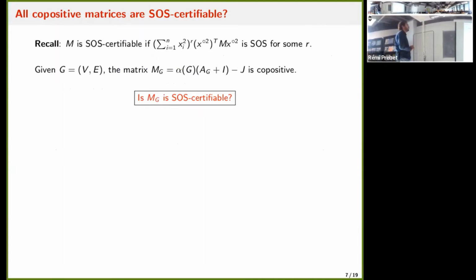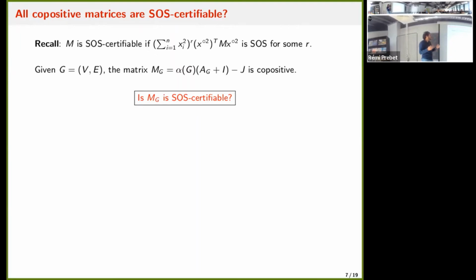Okay, so recall, M is SOS certifiable. Again, the definition: if the following polynomial is a sum of squares for some r. The associated polynomial of M times a power of the sum of the squares of the variables is a sum of squares.